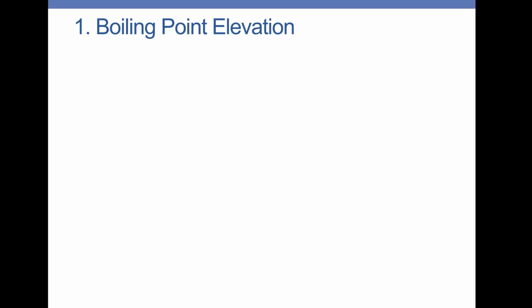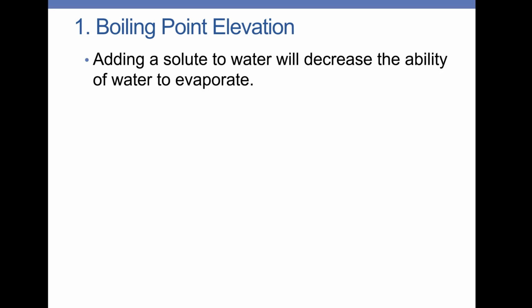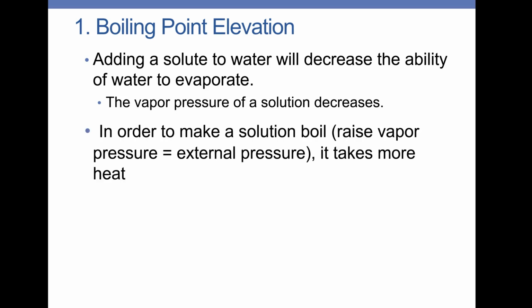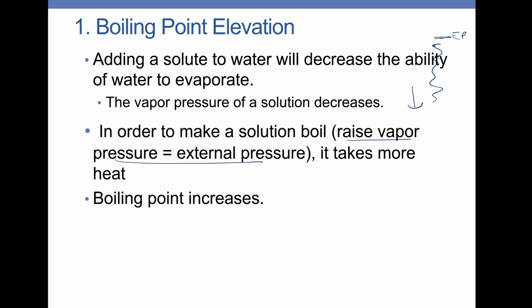Okay, so let's talk about boiling point elevation. Boiling point elevation is due to the fact that when you add a solute to water, it decreases the ability of the water to evaporate, which means the vapor pressure goes down. And if the vapor pressure goes down, it has to have more heat added to it in order for the vapor pressure to equal that external pressure. So it needs more heat to make it evaporate more to get to that point. And boiling point goes up.